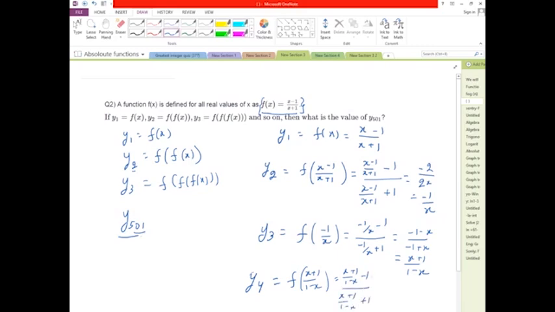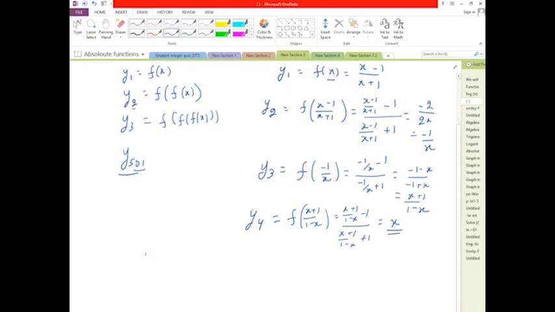You will notice that you'll have to do it, but I have done it before, so I know that this answer will come out to be x. So if you apply the same function 4 times, you come back to where you started from, which is x. So you started with x, you applied the same function 4 times, and you have come back to x. Using that, you can solve the question now, because you need to go till y 501.